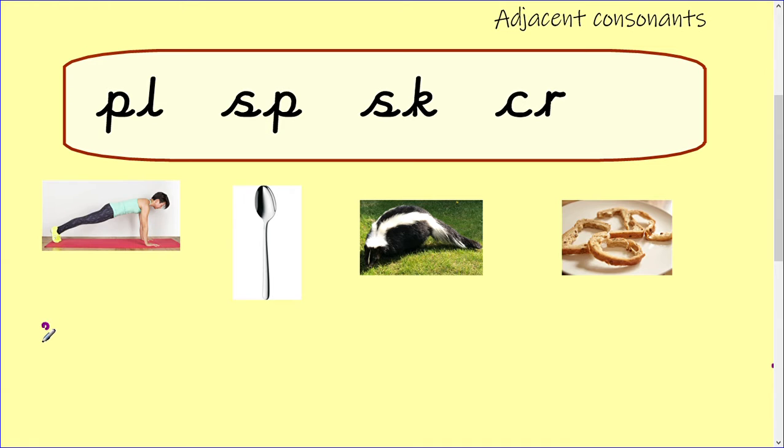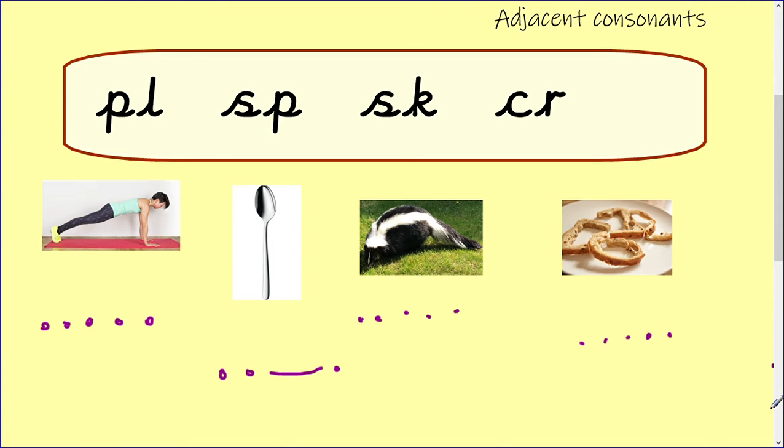So here we go. Plank, or spoon, skunk, crust. So if we were going to do one of these, it's really important the children could hold up this many fingers to represent each phoneme in a word.